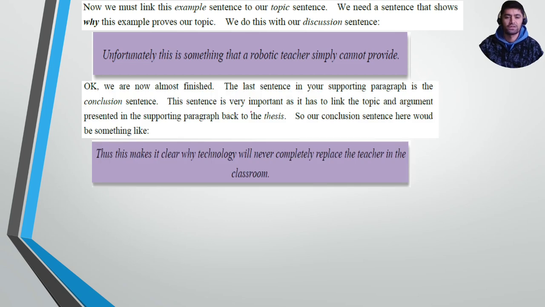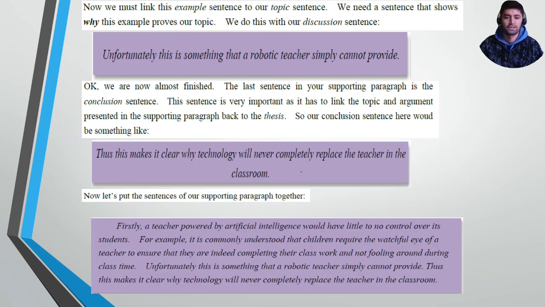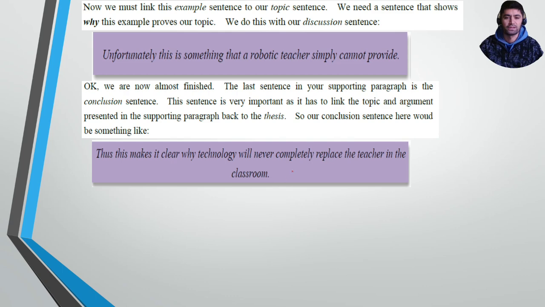We're now almost finished. The last sentence in our supporting paragraph is the conclusion sentence. This sentence is very important as it has to link the topic and argument presented in the supporting paragraph back to the thesis. So our conclusion sentence here would be something like, "Thus, this makes it clear why technology will never completely replace the teacher in the classroom." So as you've noticed, this statement has the same opinion as our thesis.